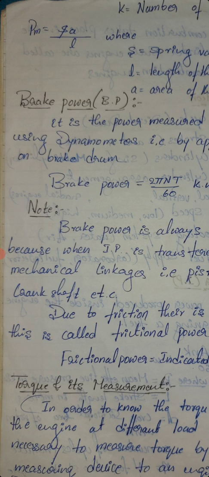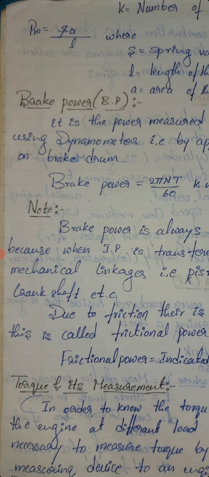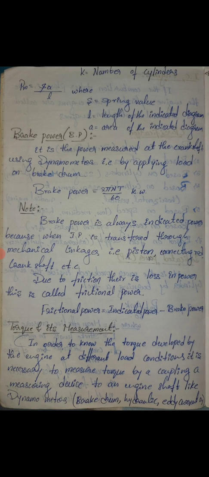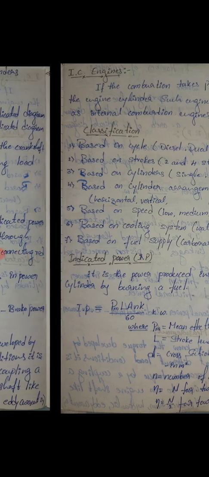So if they give the mean effective pressure in the problem, it's okay. Sometimes they will give the spring constant, length of the indicator diagram, and area of the indicator diagram. At that time we are supposed to calculate it using the formula Pm is equal to SA by L. After calculating this mean effective pressure, we can substitute it in the main formula, P m L A N K, and calculate the indicated power.